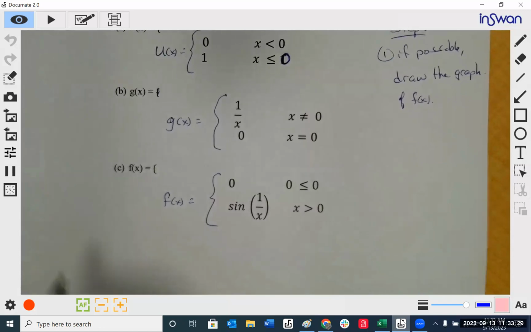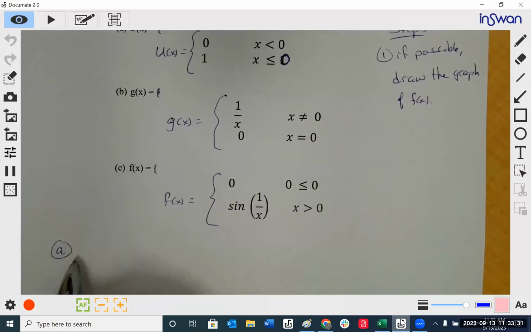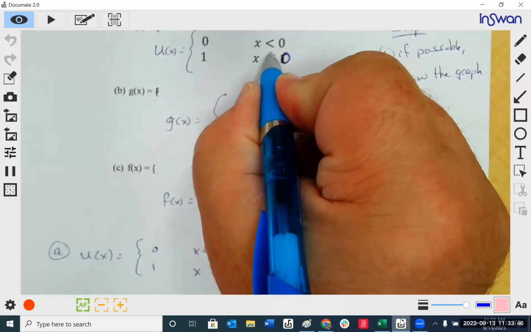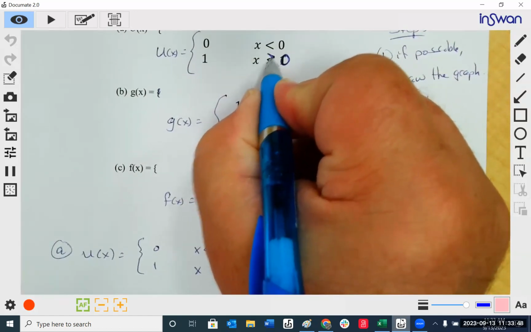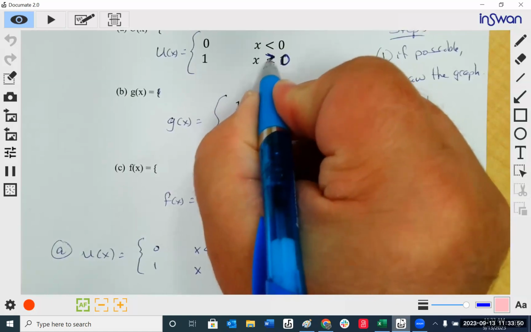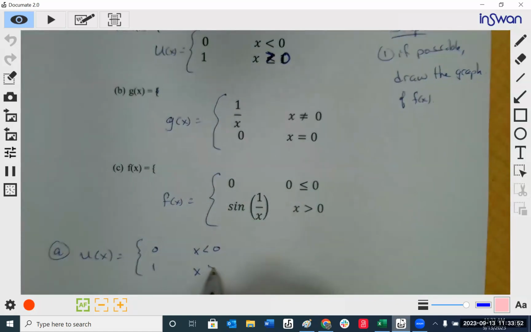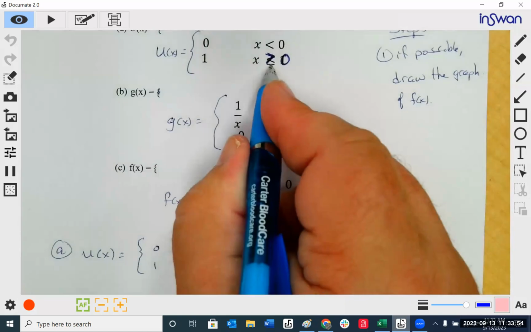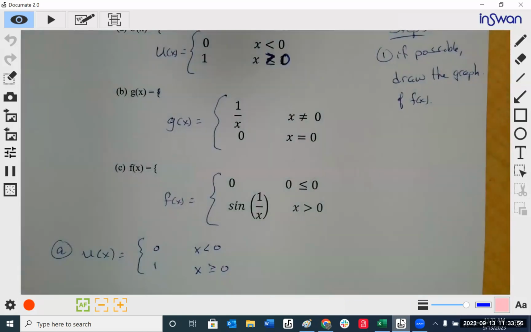Let's look at A. Let's look at the first one. U of X is equal to 0 and 1. X is less than 0. That's what the mistake was. The bottom one should be greater than or equal to 0.